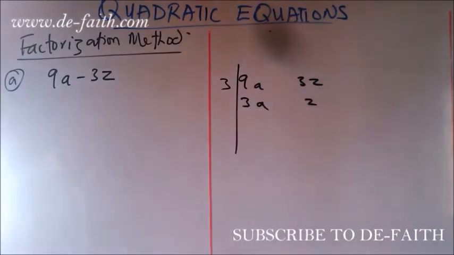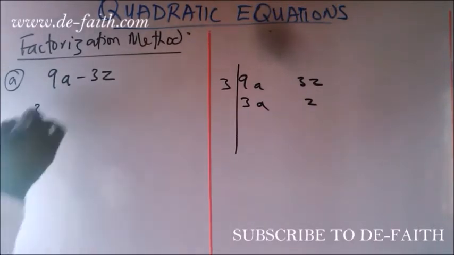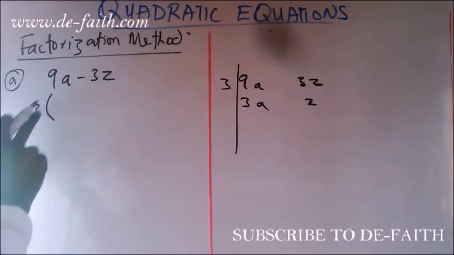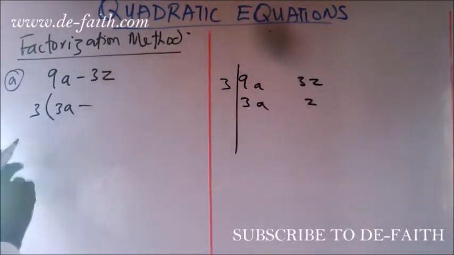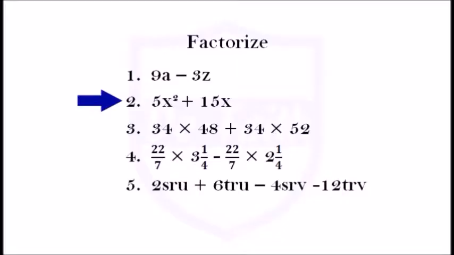Nothing is common here again. And so this 3 that you have here is what will be brought outside, and then you would open a bracket. Now when 3 goes into 9a, you have 3a left, so you have 3a minus 3 into 3z, you have z left. To factorize b, 5x squared plus 15x.